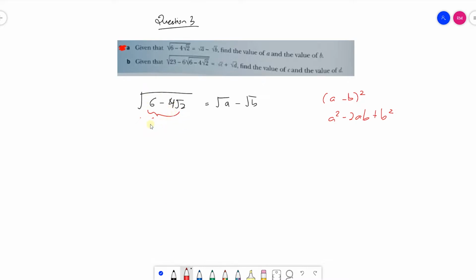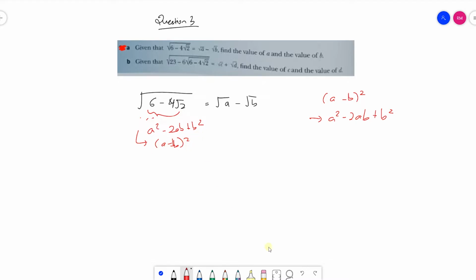But now we need to convert the equation inside this square root so that it will be in the form of a minus b square, which is very hard. So in order for us to do that, we can simply make it like this also, because if we manage to change this equation, which is 6 minus 4 surd 2, into the form of a square minus 2ab plus b square, then we can also factorize this to become a minus b square.